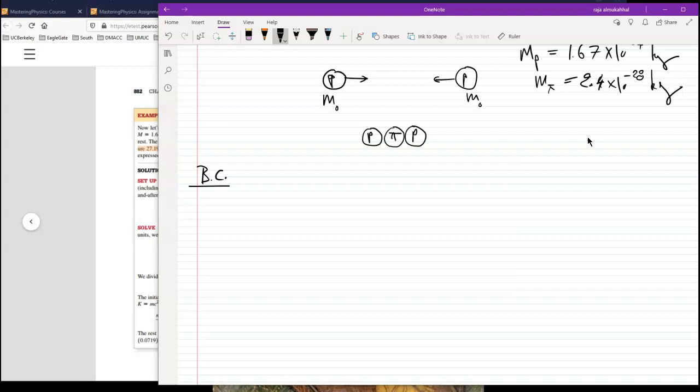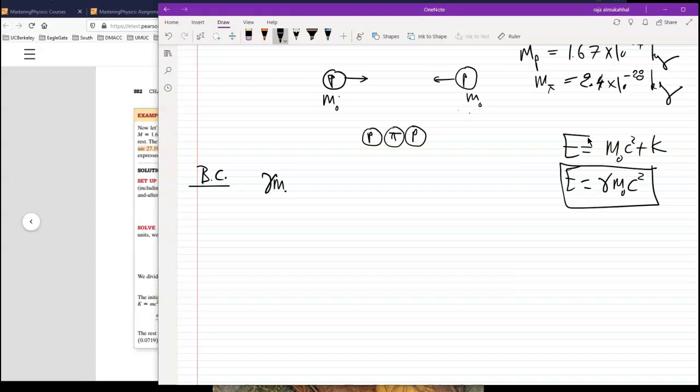So each of them has a total energy. Remember, the total energy is equal to what? Here, let me put it on the side. It is equal to m naught c squared plus the kinetic energy, right? This total by itself, this E, is equal to gamma m naught c squared. Remember, this is the total. I have two protons before collision. So here I have gamma m naught c squared for the first proton plus gamma m naught c squared for the second proton. Make sense? Everybody agree with that?